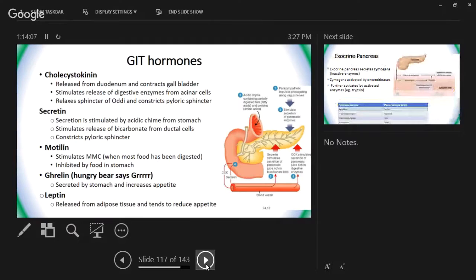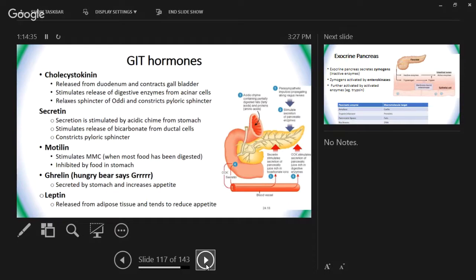This is a summary of GIT hormones. So CCK, that's the big one that we all love. It's released into the duodenum in response to fat. It causes the gallbladder to contract. Secretin is stimulated by a decline in pH. That just stimulates the release of bicarbonate from the ductal cells to neutralize the acid.